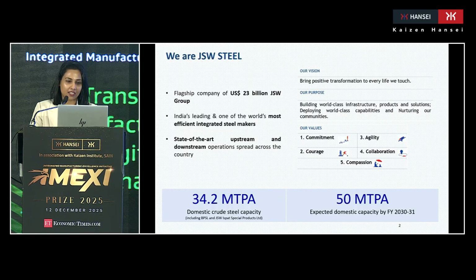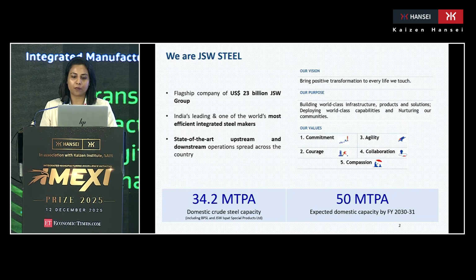We are India's leading and one of the world's most efficient integrated steel makers. We have state-of-the-art upstream and downstream operations spread across the country. Our vision, purpose, and values are as shown. Presently, we are operating at a capacity of 34.2 MTPA. We have an expansion plan to reach 50 MTPA by the financial year 2030-31.